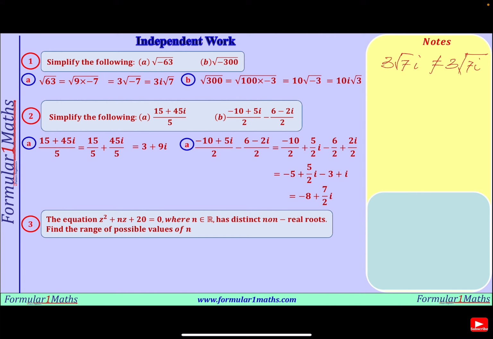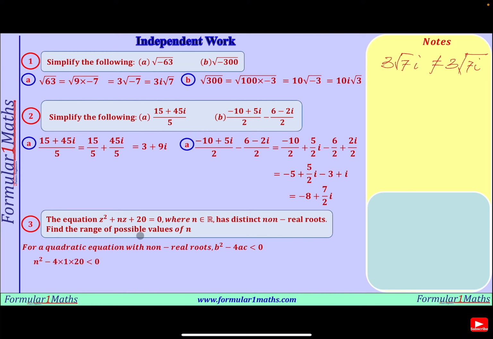Now this last question, question 3. Because the question says that the equation, where n is a real number, has distinct non-real roots, find the range of possible values of that. So we know that for non-real roots, the discriminant b squared minus 4ac is less than 0. So we use that knowledge to go and write our discriminant, which is this.